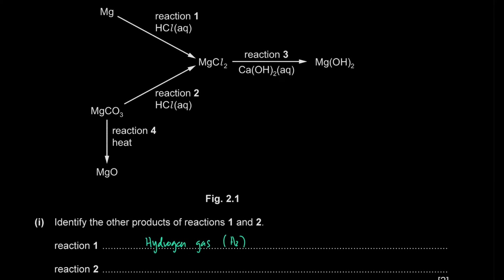And then for reaction 2, we have magnesium carbonate, which is a basic solid reacting with HCl aqueous. Again, hydrochloric acid is reacting with metal carbonate, so we get salt, magnesium chloride, and carbon dioxide and water. So the other products that we have here are carbon dioxide and water. You can give the formula as well, so CO2 and water, which is H2O.